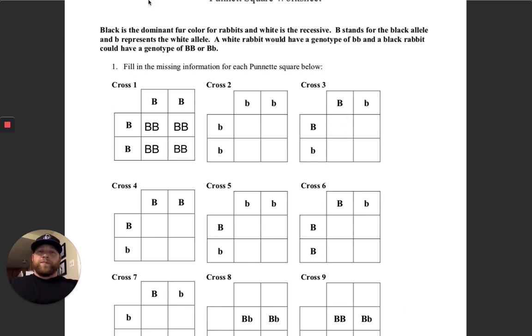Alright, so we have both heterozygous parents here. So we take this dominant allele, and that goes in this box. We got this dominant allele, that goes in this box, okay? However, when we get to this box, we get the dominant allele from this parent, but we get the recessive allele from this parent. So that means this would be a heterozygous genotype.